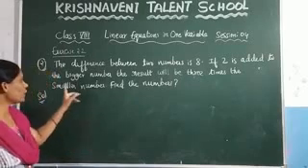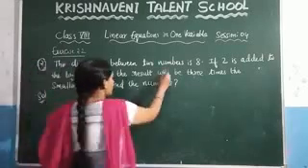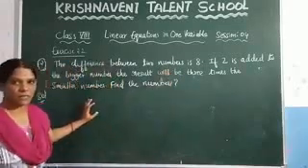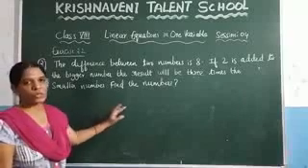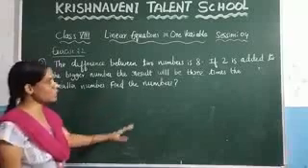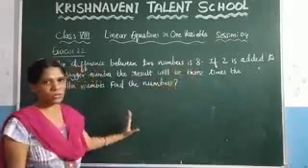Now here, if 2 is added to the bigger number, the result will be 3 times the smaller number. Here they have given the condition. What is the condition given here? You need to add 2 to the bigger number. Here you have two numbers. After subtracting these two numbers, you are getting the result as 8. What those numbers are, we don't know.